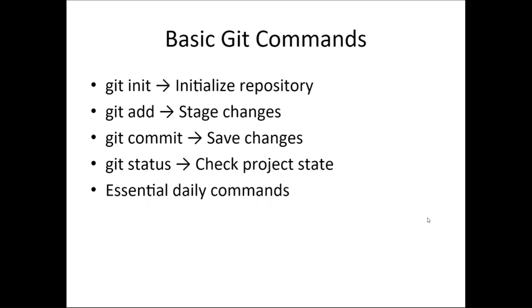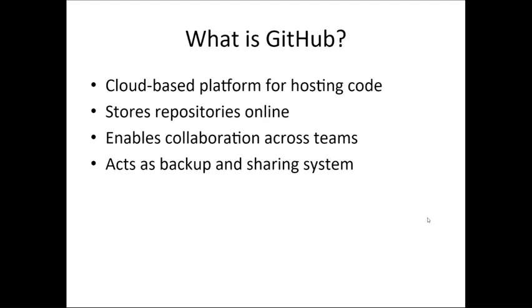Then you can use git add, which is to stage all of the changes. So it collects all of the changes and adds them for staging, right? Then git commit commits those changes. Usually comes with a remark. You have to put a remark to identify that particular commit, right? And then git status, which checks the project state, all right, to know what has been changed so far. These are essential daily commands we use with Git.